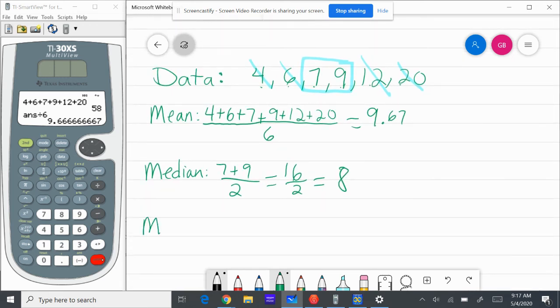And finally, the mode. The mode is the number that appears the most often. But in this data, every number is different. So you could simply put, there is no mode. And that's it.